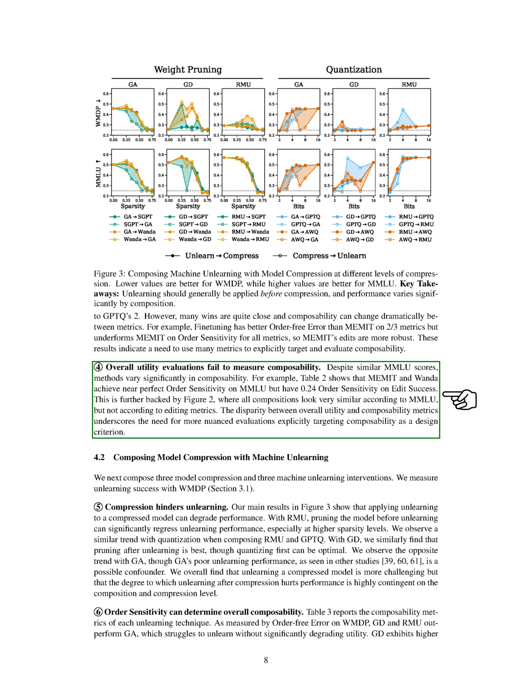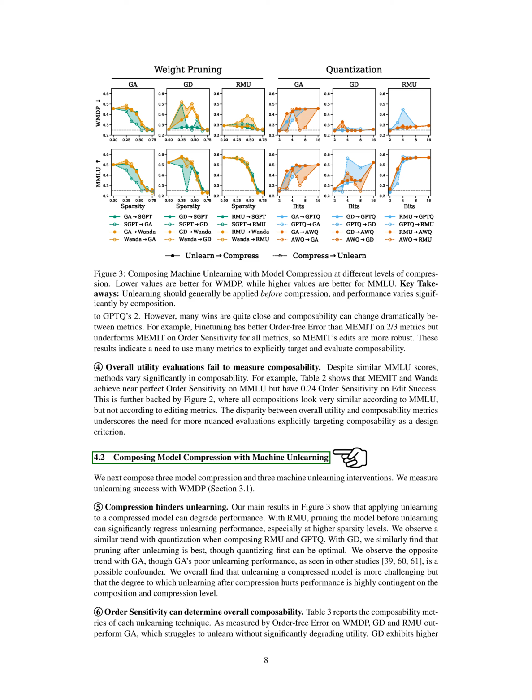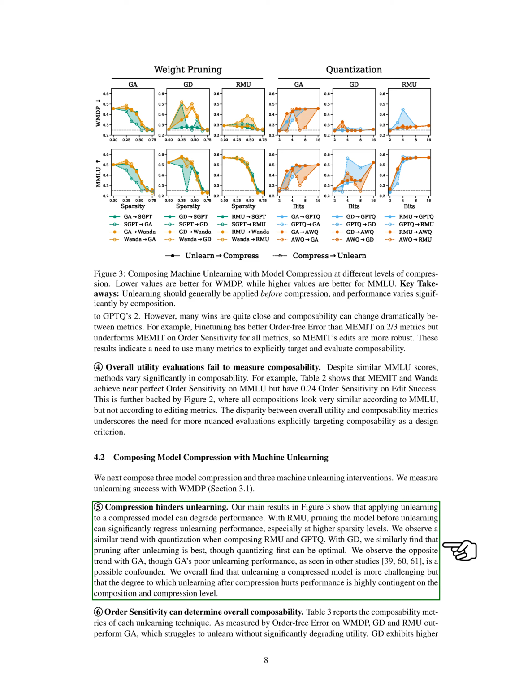Section: Composing model compression with machine unlearning. In this section, we composed 3 model compression and 3 machine unlearning interventions. We evaluated the success of unlearning using WMDP. We found that compressing a model can make unlearning more difficult. Our results indicate that unlearning a compressed model can lead to decreased performance.